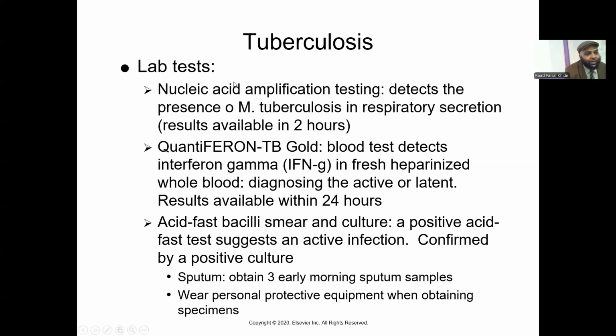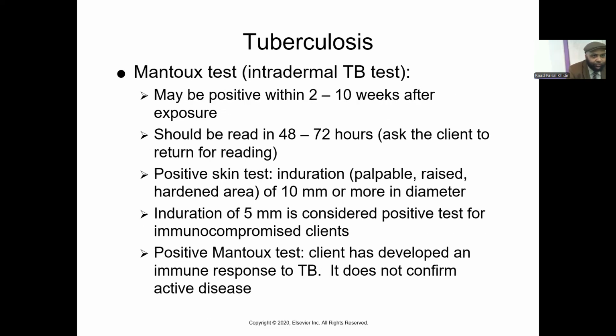Lab tests are nucleic acid amplification testing that detects the presence of Mycobacterium tuberculosis in the respiratory secretion. We also look for the QuantiFERON-TB Gold. It's a blood test that detects interferon gamma in fresh heparinized whole blood, diagnosing the active or latent, and the results are available within 24 hours. Acid fast bacilli smear and culture. A positive acid fast test suggests an active infection.